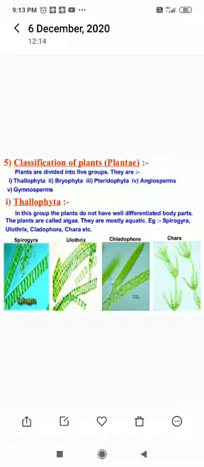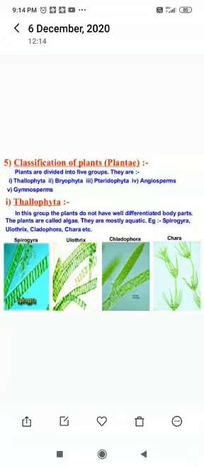Okay, and let us learn about the Thallophyta group in this class. In this group, the plants do not have a well differentiated body. So the plants which belong to the Thallophyta group do not have a well differentiated body, which means they do not have a stem, leaves, or roots. So that's why we say they do not have well differentiated body parts.